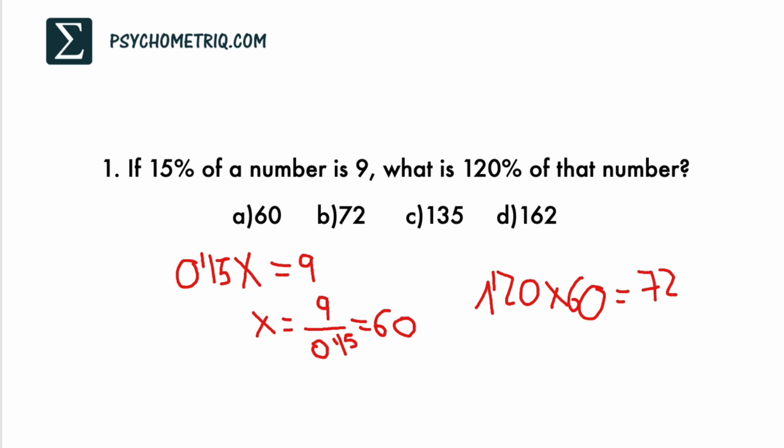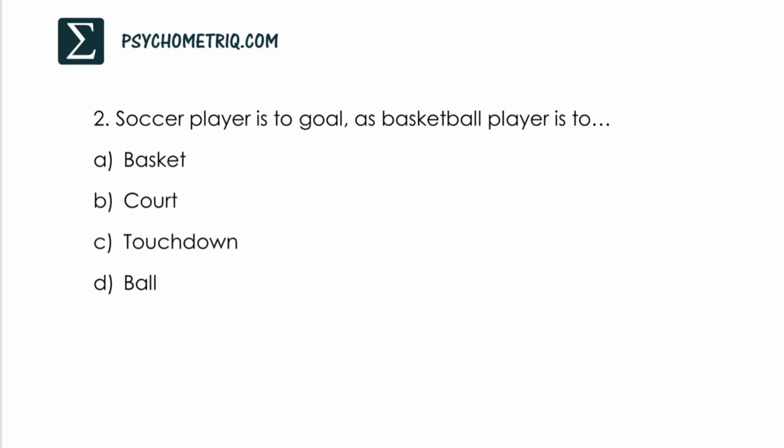Moving on to exercise number 2. If a soccer player is defined by the goal, then what is the equivalent term for a basketball player? We see that for a soccer player, the objective is the goal, so we have to look among the answer choices to find what the objective of a basketball player is. Therefore, if a soccer player's objective is to score a goal, the objective of a basketball player is to score a basket, so option A would be the correct answer.